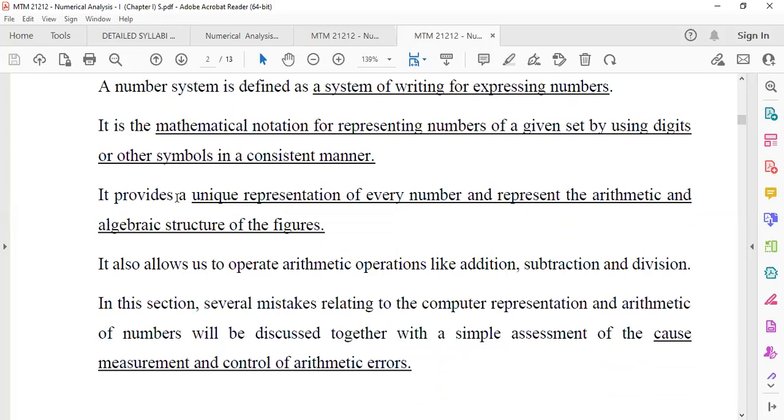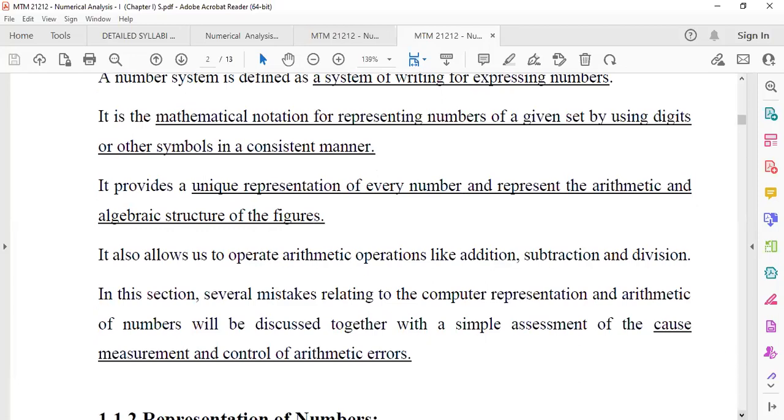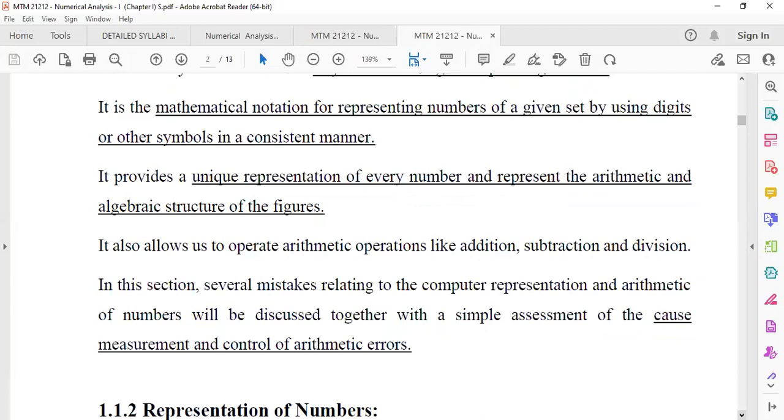Next one, it provides a unique representation of every number and represents the arithmetic and algebraic structure of the figures. Here figures also means the digits. So it also allows us to operate arithmetic operations like addition, subtraction, and division.